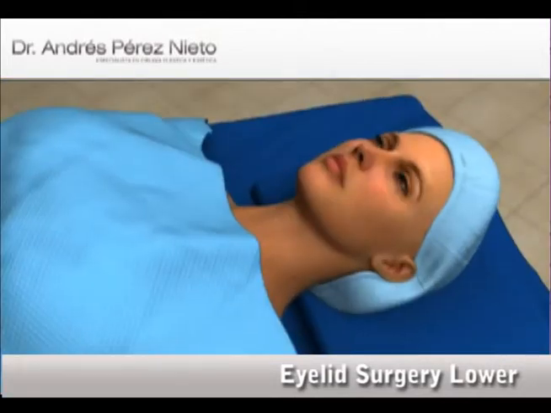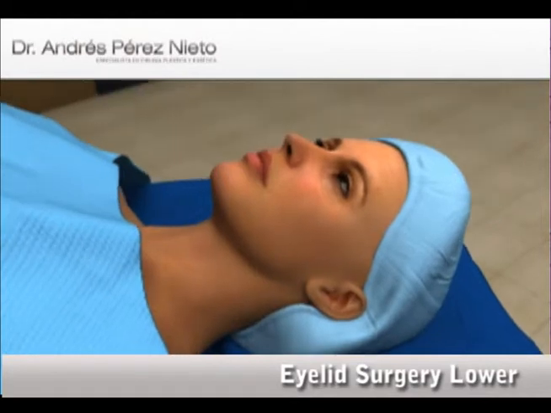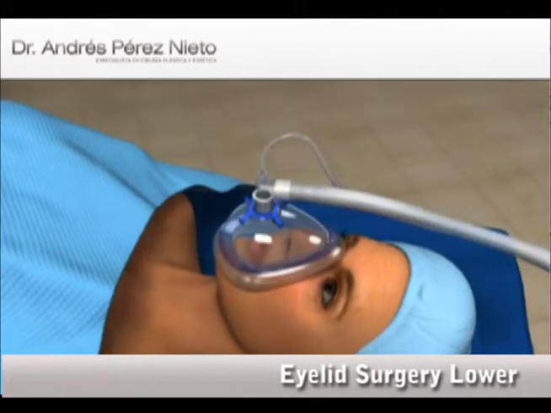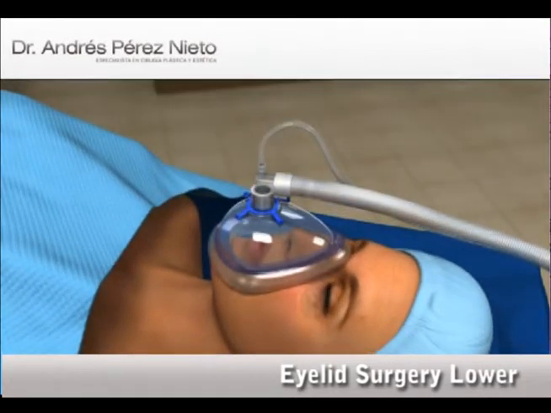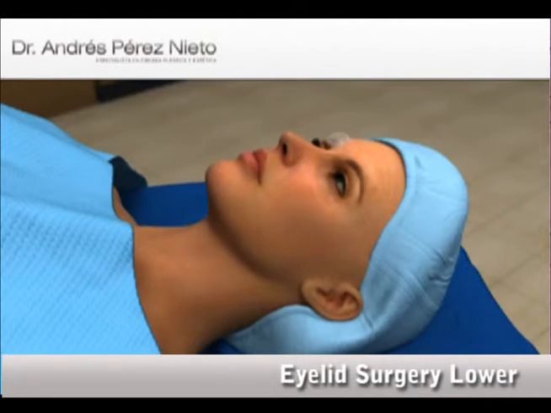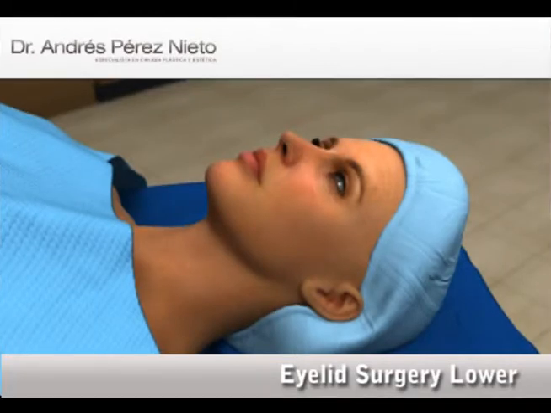In the majority of patients, surgery is performed under local anesthesia and IV sedation. But in cases where multiple surgeries are being performed, it is necessary to have the patient under general anesthesia. In order to protect the eyes, plastic shields similar to contact lenses may be placed over the eyes during the surgery.